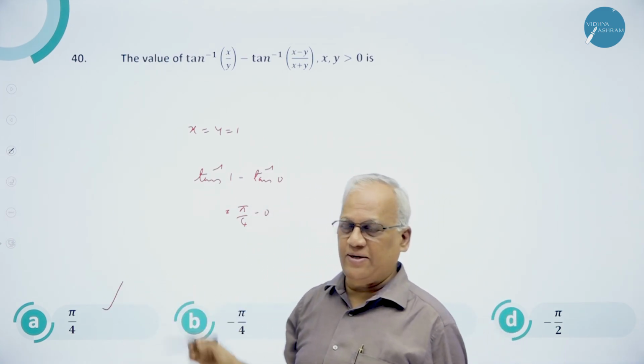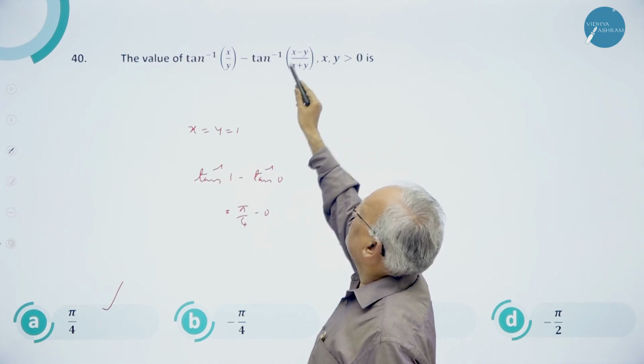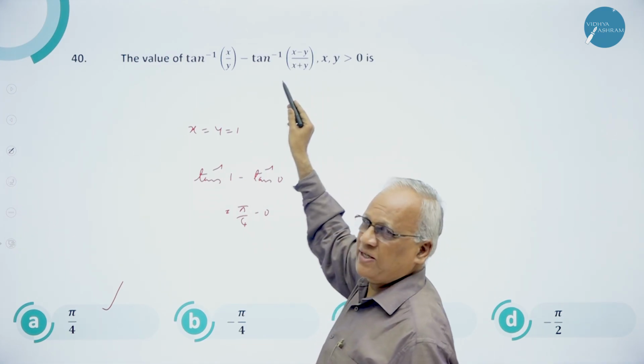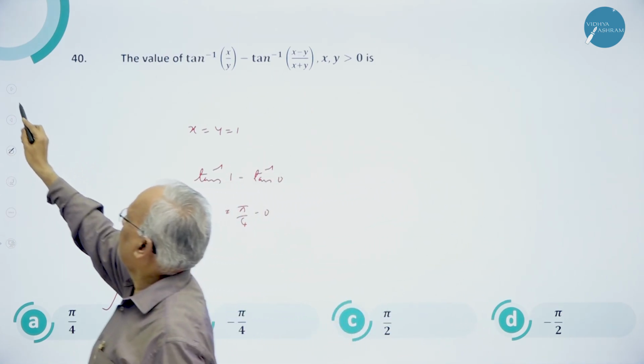Very simple technique. Okay, another method, you can divide this by x, tan inverse of 1 minus y by x by 1 plus x by y. Doing that, it becomes easy. So this is a better answer here.